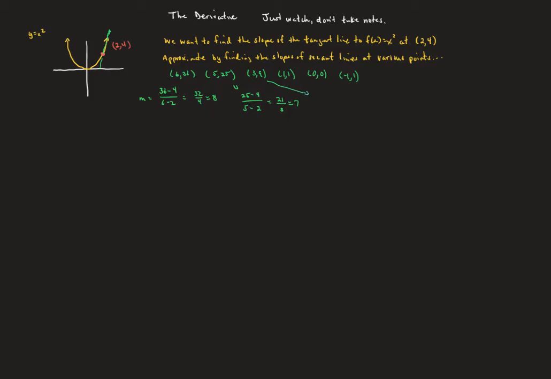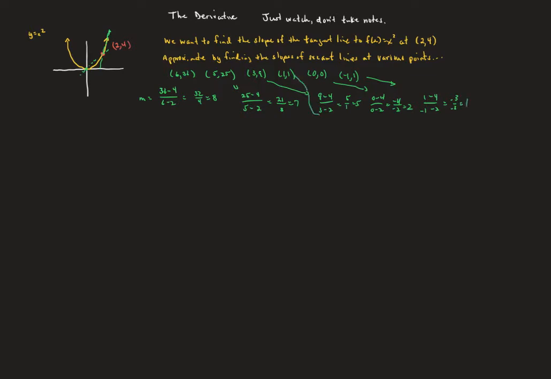Then we'll choose the next one. So we'll go 9 minus the 4, and 3 minus the 2, and that's going to be 5 over 1, or 5. We'll go in the other direction, so we'll look at the slope of the secant line that's going to go between (0, 0) and our point (2, 4). So if we go 0 minus the 4 and 0 minus the 2, we'll get negative 4 over negative 2, which is positive 2. And if we use the point, I skipped one over there. So 1 minus the 4 and negative 1 minus the 2 is negative 3 over negative 3, which is positive 1.